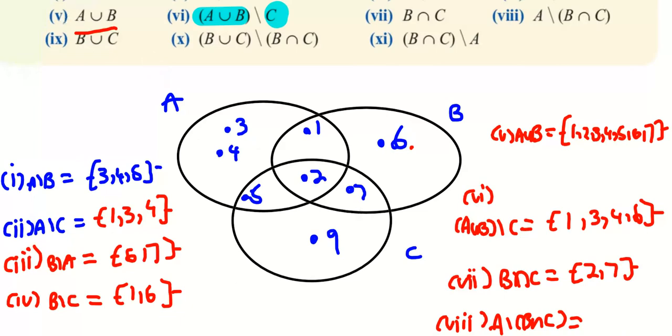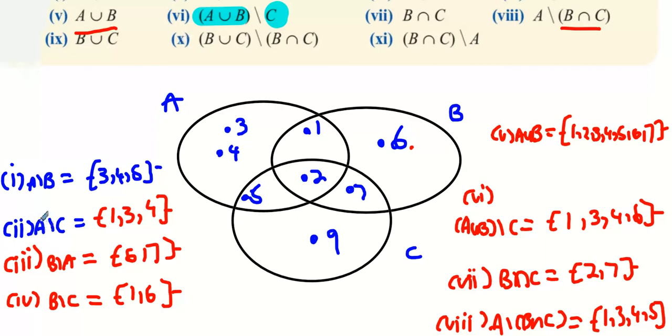Oh, sorry, B intersection C. Sorry, guys, I got that wrong. Go back again. B intersection C is 2 and 7. It's not union, it's intersection. So B intersection C is 2 and 7. Everything in A that's not in the red boundary is 1, 3, 4, 5. So that's that one.